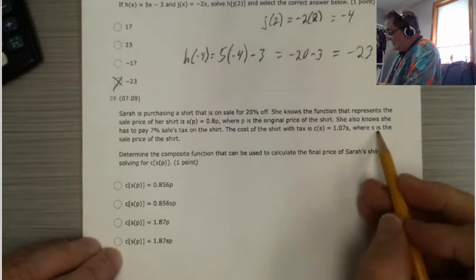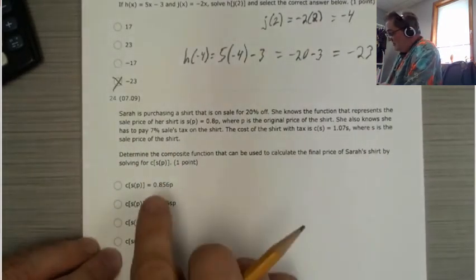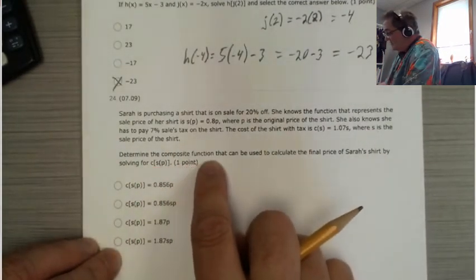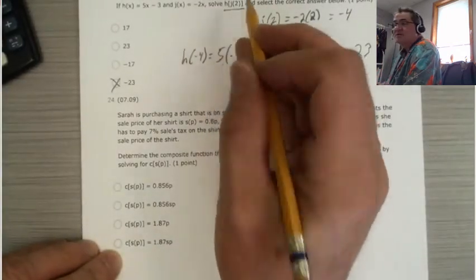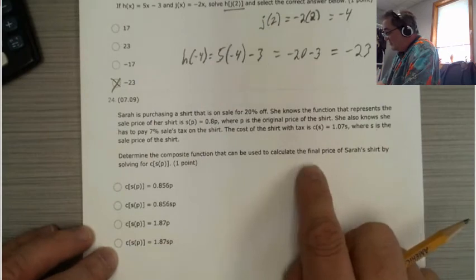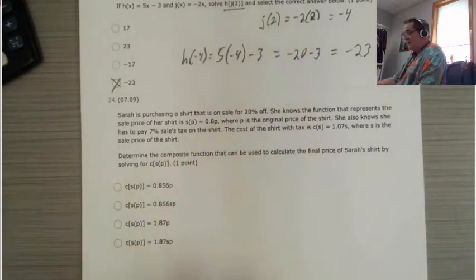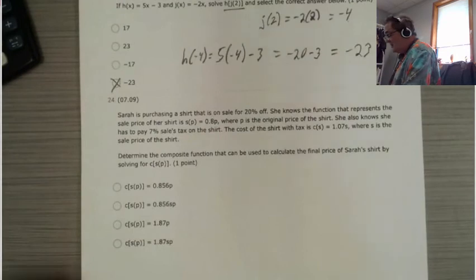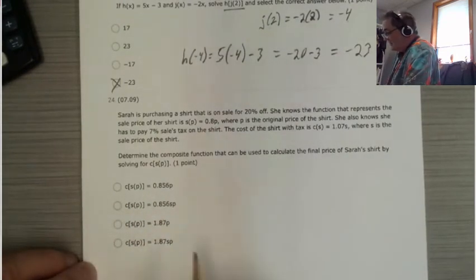Then we add S to them. S is the sale price of the shirt. So we want to determine the composite function. That's what this was up here. It was a composite function that can be used to calculate the final price of her shirt, whatever the price is. Whatever P is, it doesn't tell us what the shirt was originally priced. We're just trying to figure out what function will help us figure that out.